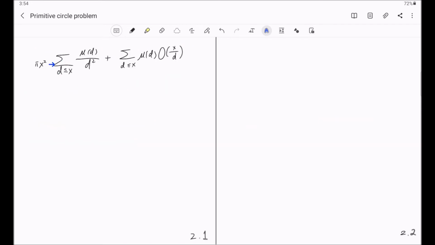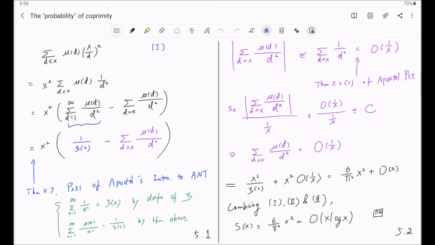The first part is something we have already done before in the proof of Mertens' theorem. Let me remind you. In the proof of Mertens' theorem, the summation over d less than or equal to x of mu of d times x squared over d squared has an asymptotic formula given by 6 over pi squared times x squared plus big O of x, where we change this finite sum into the difference of two infinite sums.